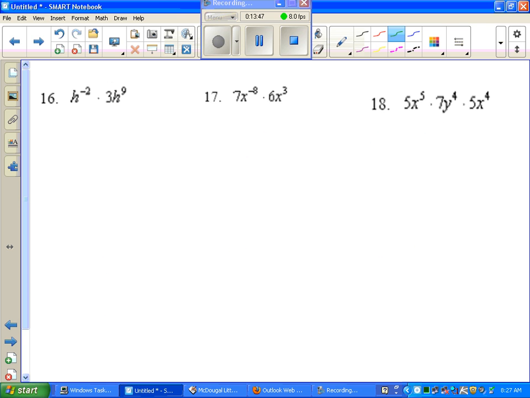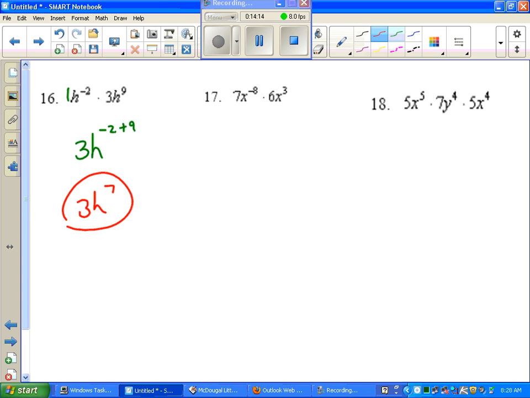16, same basis. You have to understand that this one has a 1 that's not shown as a coefficient. It's not going to really come into play, though. We'll multiply 1 times 3, and we'll get the number 3 up front times h. And then since they're the same basis, you add the exponents. Negative 2 plus 9 is to the positive 7th. That's all you can do with that.